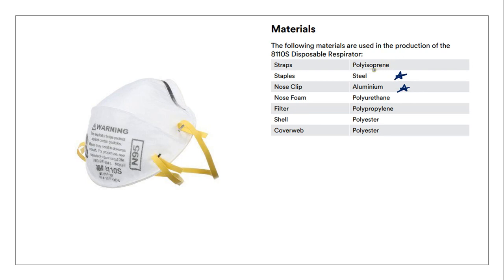So you have polyisoprene, polyurethane. I can't even pronounce it. Polypropylene. This is the filter. So this is the thing that we're going to focus on, and then you have polyester. All of these are examples of organic compounds. So I think we're going to look specifically at this one, which is really the filter, which is the polypropylene. So let's think about polypropylene.